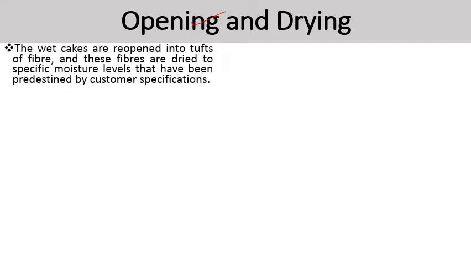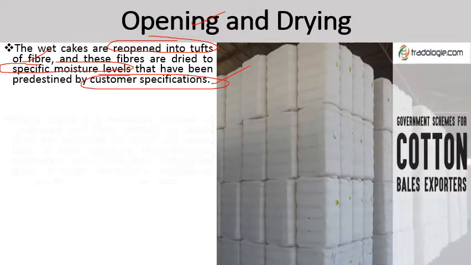Next come the final steps in cotton processing, that is opening and drying. The wet cakes are reopened into tufts of fibers, and these fibers are dried to a specific moisture level as they have been specified by customer specifications. So customer specifications के according जो ये wet cakes हैं उन्हें dry किया जाता है और moisture level कितना चाहिए that is specified by the customers, और उतना moisture level इसमें रहने दिया जाता है.